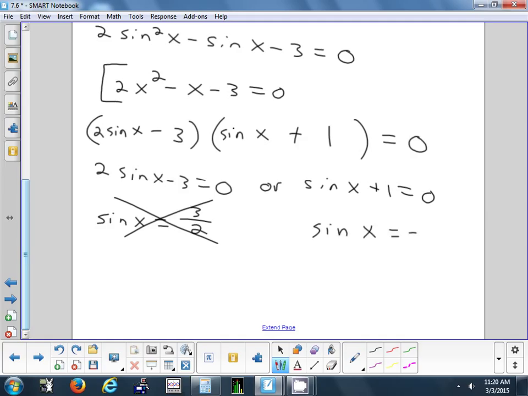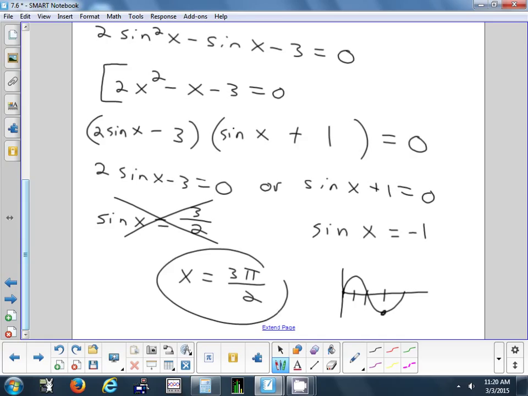So sine of x equals -1. Since it's equal to -1, I would just try to draw the graph and visualize where that is. So 0, 90, 180, 270. Or 3 pi over 2. So for this problem, the only answer is 270 degrees or 3 pi over 2.